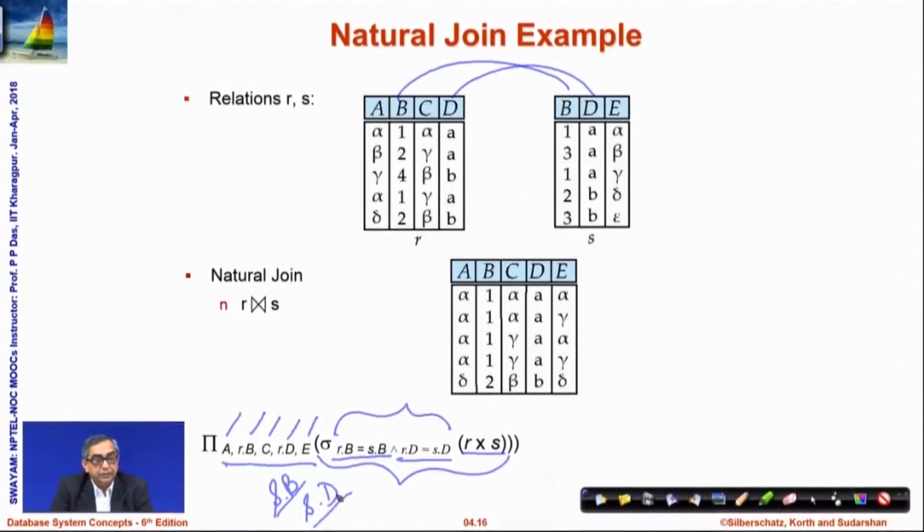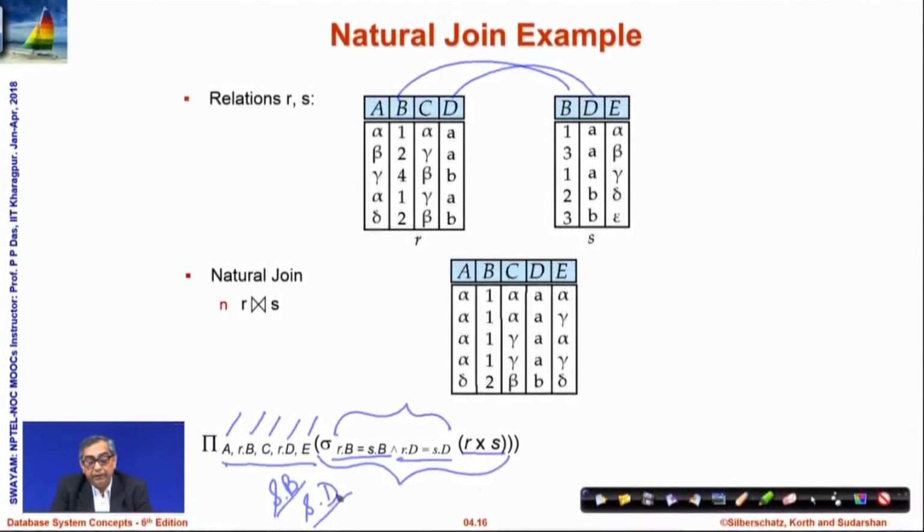You do not project them. So, after you have done this projection, you get the final result of the natural join, which has a union of all the attributes that the two relations had, A B C D and B D E. Union is A B C D E, and you have all those records whose values matched on the common attributes between relation R and relation S.